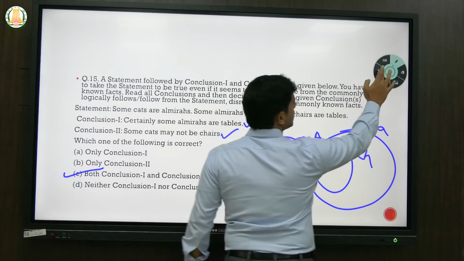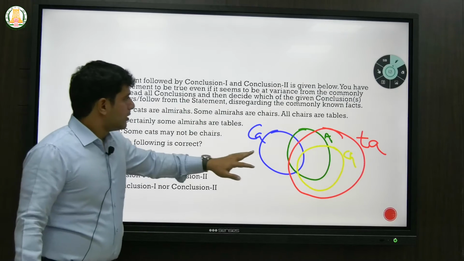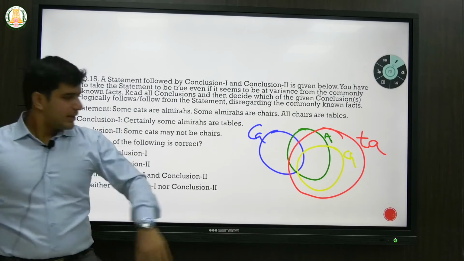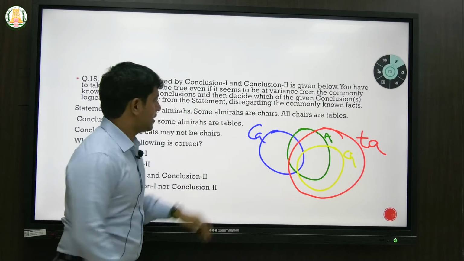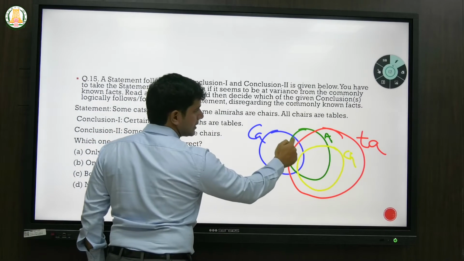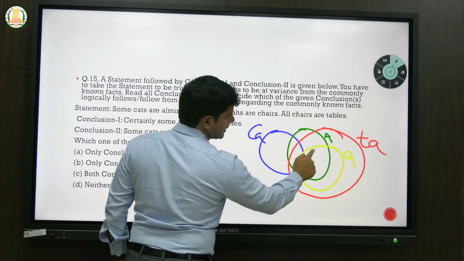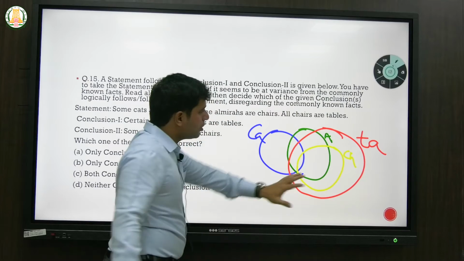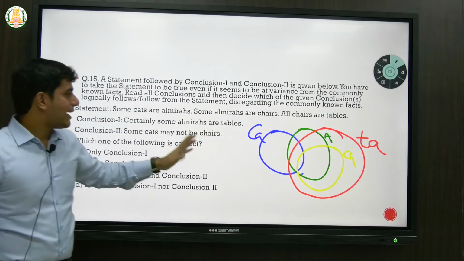Since you have noted this down, I think now it will be a little clear for you. So even that diagram was correct, and this diagram is also correct according to the statement. Now see, this circle and this circle have something in common between them. You have almirahs and chairs having something common, but you don't know how many chairs are within this cats category.